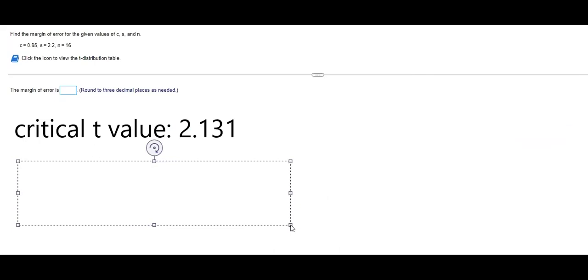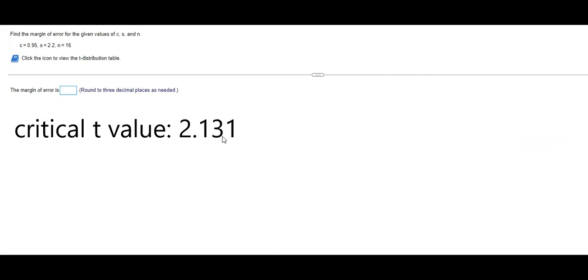Why is nothing typing? Sorry about that. I have no idea why nothing was typing. Let's try this again. Okay, well that's not going to work. Let me just go back to the screen then.